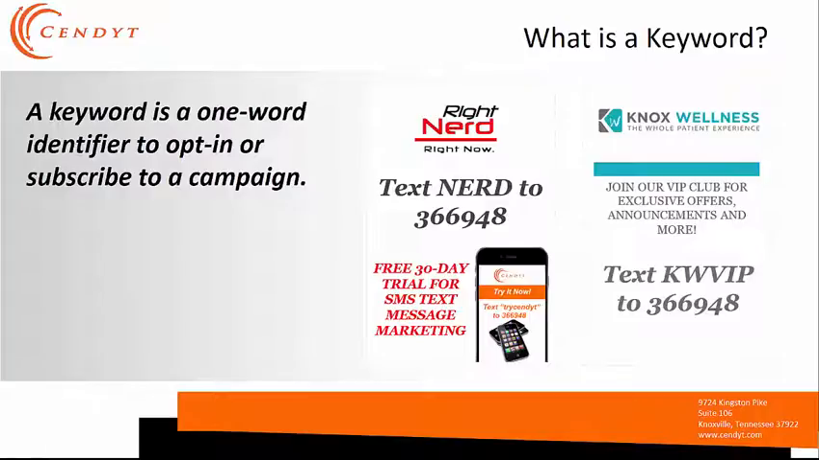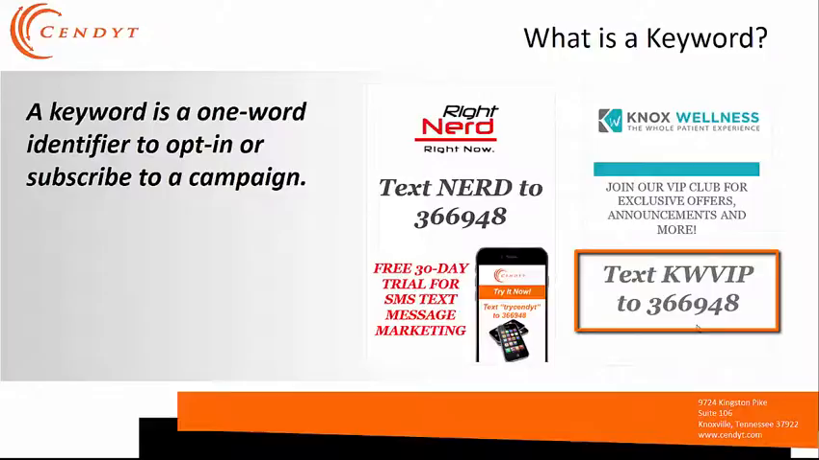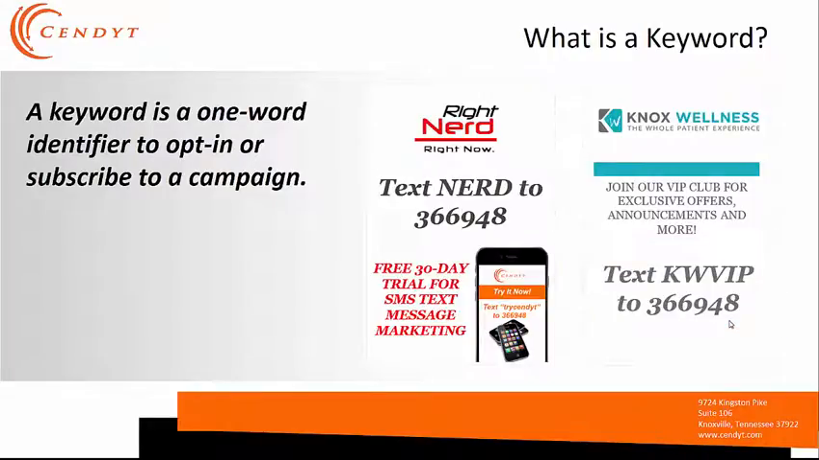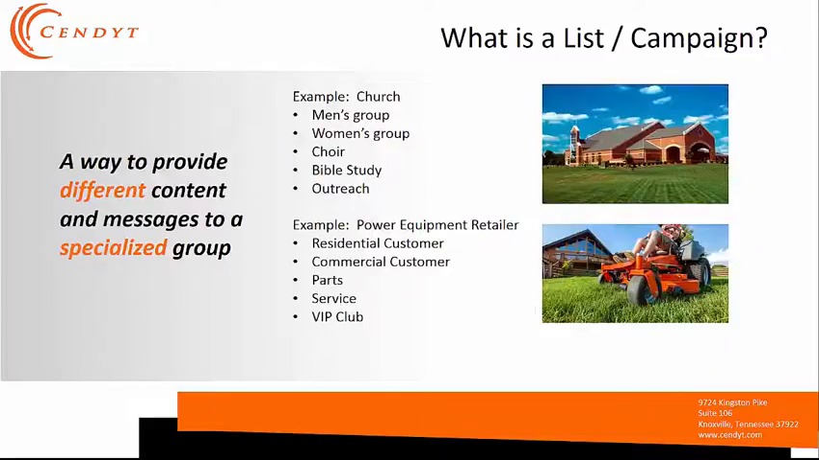And they were going to a trade show, and they were setting up a VIP club. So in this example, the keyword is KWVIP, and they're going to text that to our short code, which is 366948. So again, they can identify a very specific list of customers that may be at the office or maybe customers that they acquired at the trade show. So we're going to talk about that next.